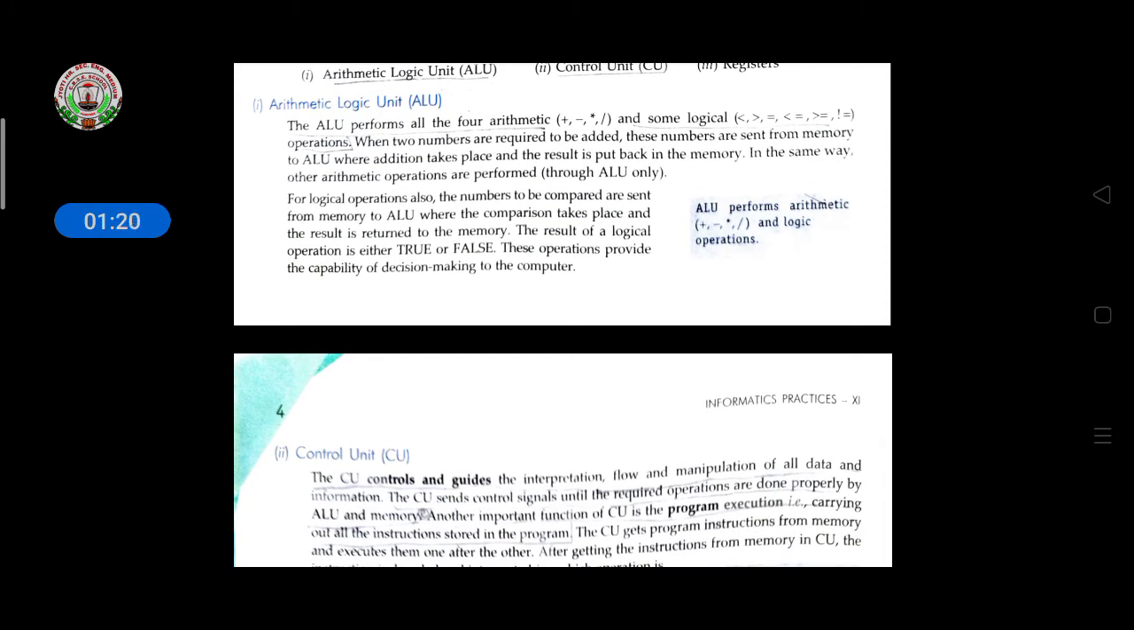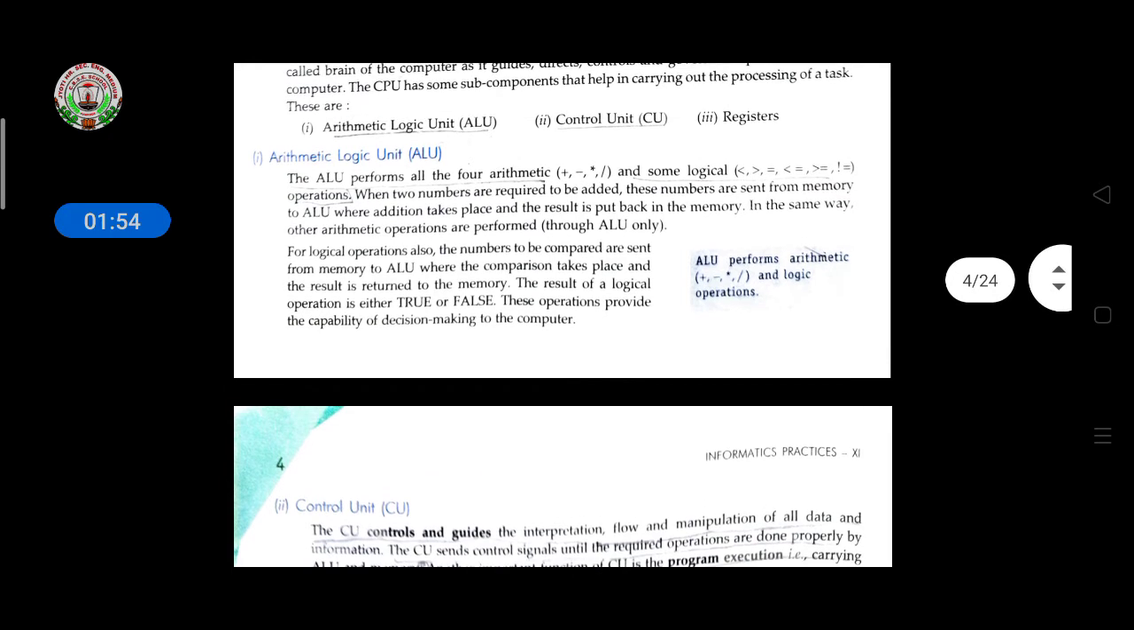The ALU performs all four arithmetic operations: addition, subtraction, multiplication, and division, and some logical expressions: greater than, smaller than, equal to, greater than or equal to, smaller than or equal to, not equal to. When two numbers are required to be added, these numbers are sent from memory to the ALU, where addition takes place and the result is put back in the memory. In the same way, other arithmetic operations are performed through the ALU. So in the ALU, the calculation and operations parts are done.